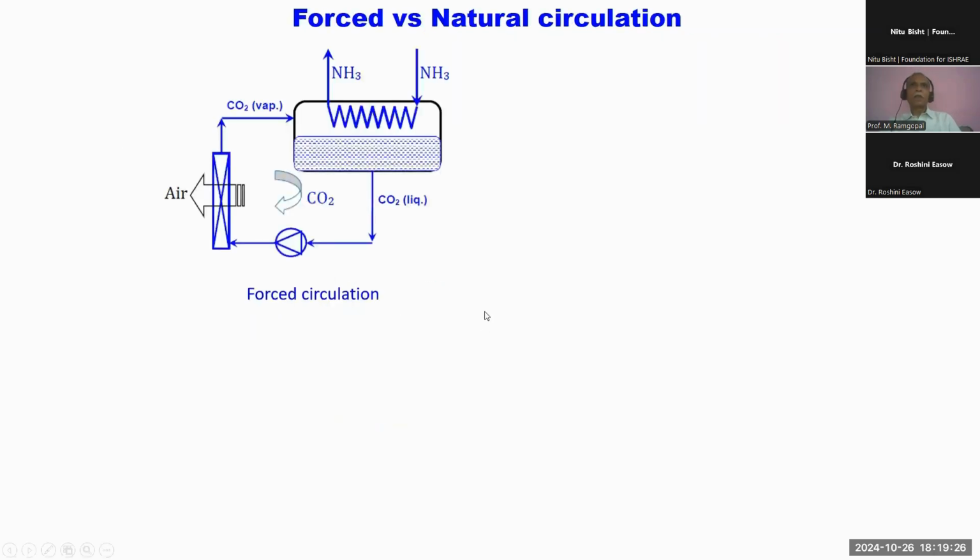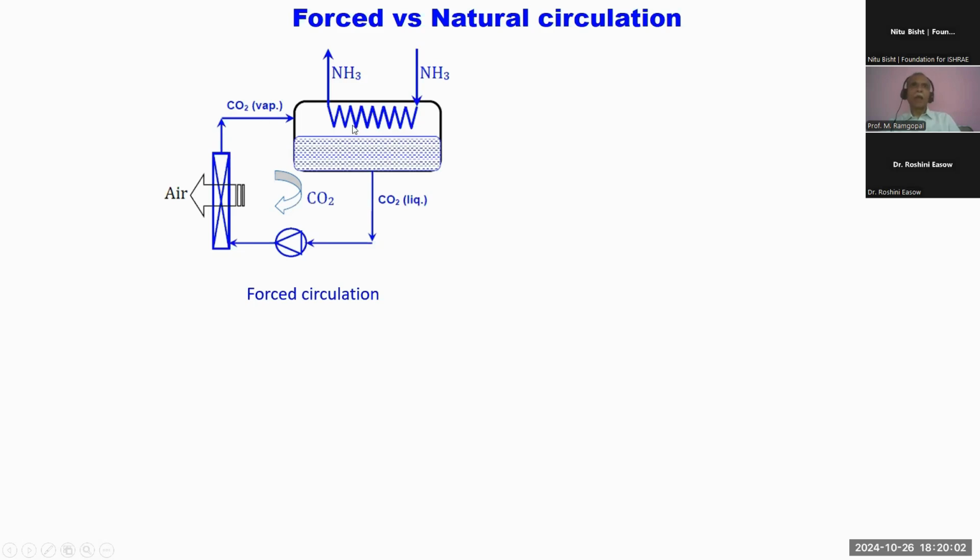So just for the sake of comparison, let us quickly look at forced circulation versus natural circulation. What I am showing here is a forced circulation type loop, where ammonia is used as a primary refrigerant. This component is called a cascade condenser, where carbon dioxide vapor condenses by rejecting heat to ammonia. And this condensed carbon dioxide liquid, which is at low temperature, is pumped through an evaporator, a carbon dioxide evaporator or air cooler, where it becomes vapor by extracting heat from the air. So in this process, air gets cooled, and the liquid carbon dioxide gets converted into vapor.